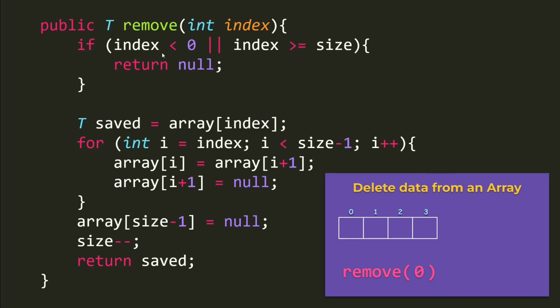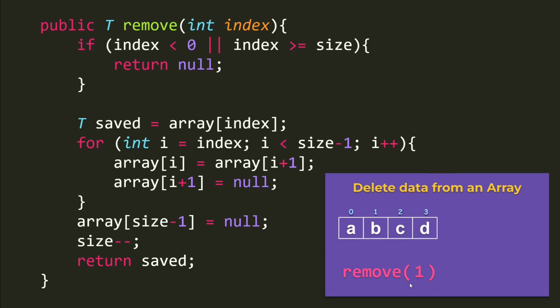So is the index smaller than 0? Well, no, it is not. So how about index is greater than or equal to size? Index is 0 and the size is 0. So 0 is in fact greater than or equal to 0. So that's why it's just going to return null.